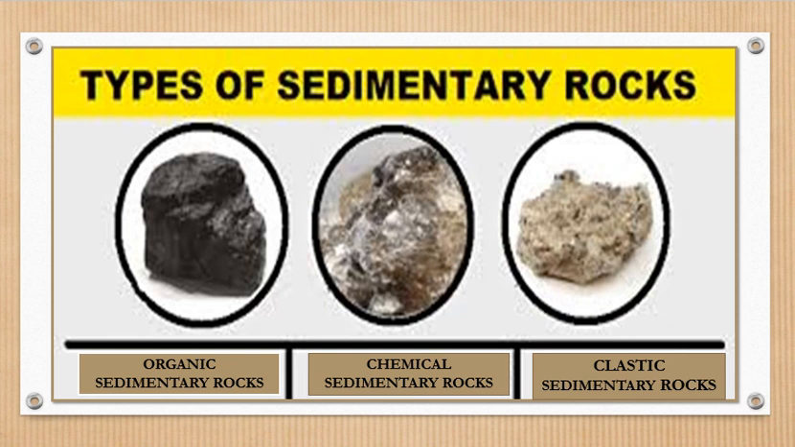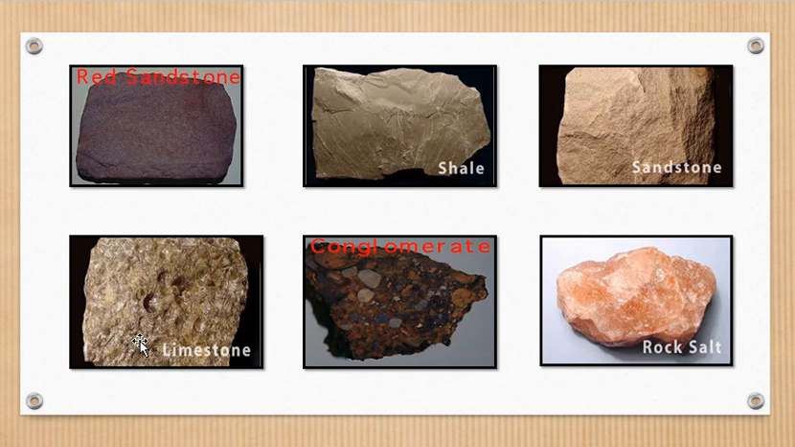Here are pictures of examples of sedimentary rocks. We have the red sandstone, shale, sandstone, limestone, conglomerate, and rock salt. These examples of sedimentary rocks are formed by the combination of sediments or particles. They can be organic, clastic, or chemical sedimentary rocks. Now let's proceed with the third type of rocks.